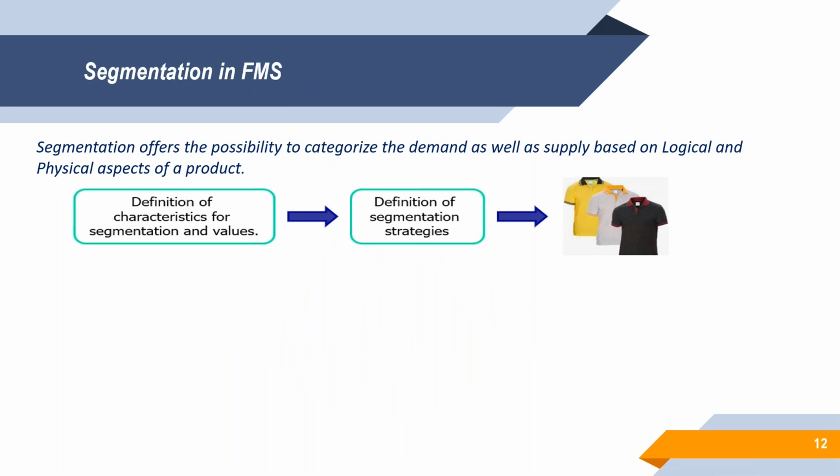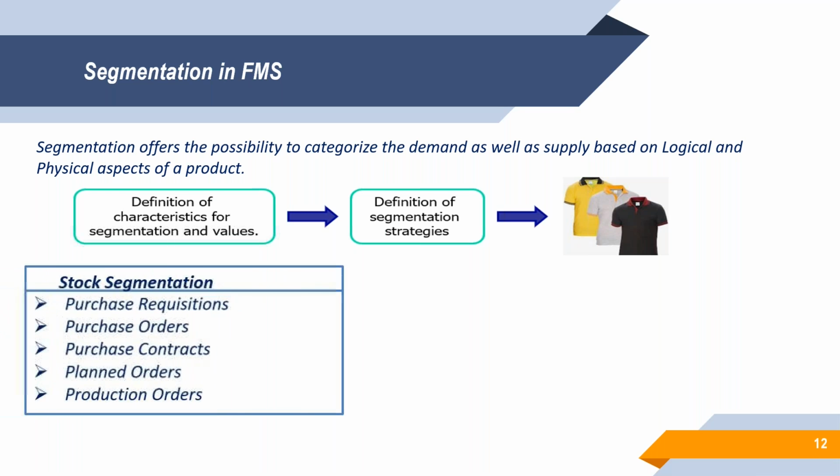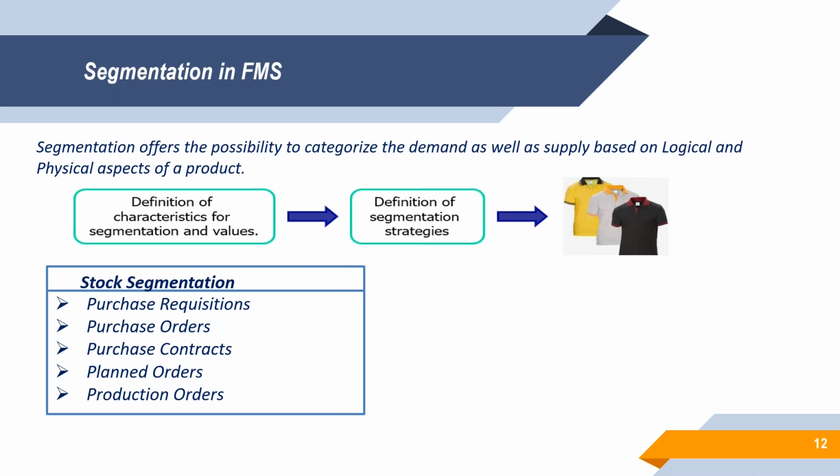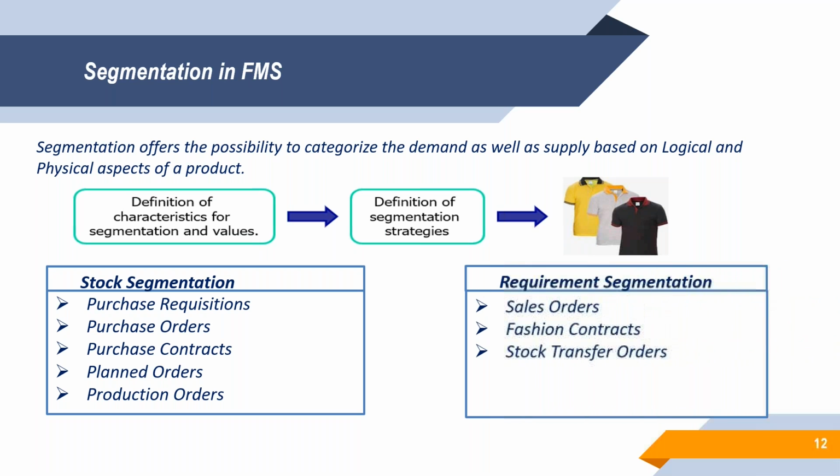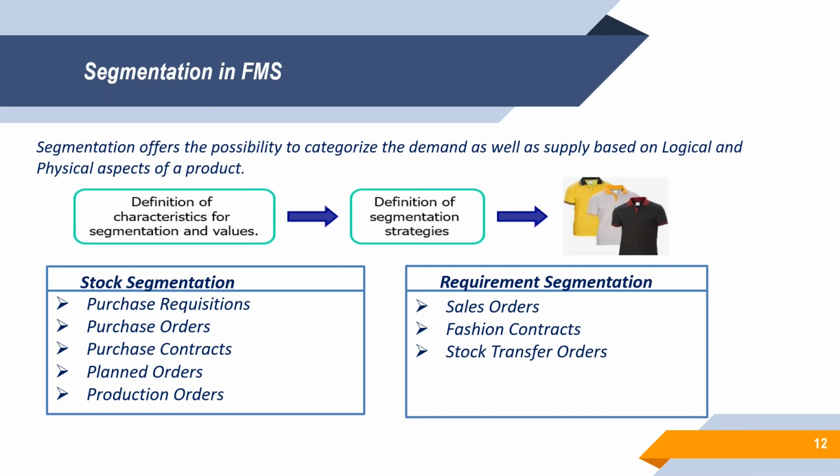And we have something called the segmentation. Basically, segmentation offers the possibility to categorize the demand as well as the supply based on the logical or the physical aspects of the product. Meaning that you can have different qualities of the product, or different countries of origin of the product, and we can define these segmentation values and link them to the article master.